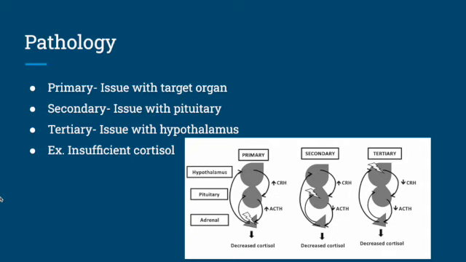And in that first example where you see the lightning bolt on the adrenal gland, the decreased cortisol that this particular patient is experiencing is because of an issue with the adrenal glands. And so that would be considered a primary hypocortisolism, low cortisol because of a primary adrenal issue.